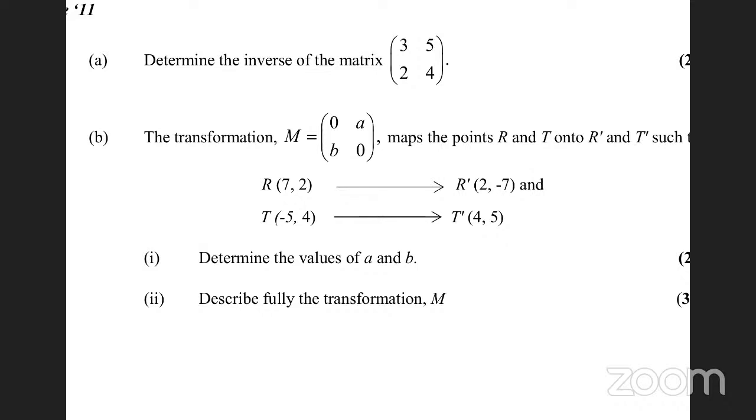I see you found the inverse. The determinant is 12 minus 10, that's 2 again. Why does it look so familiar?